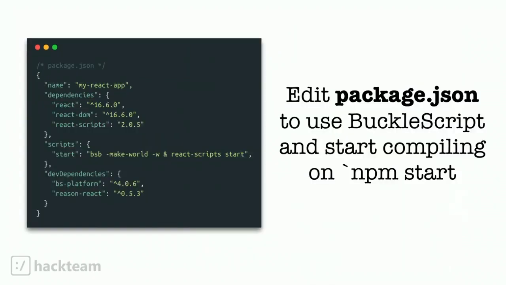So the next step would be to edit package.json to use BuckleScript. The command to run BuckleScript is the bsb -make-world command, and this will start the compiling process from Reason folders to all the stuff you need in bs.js.